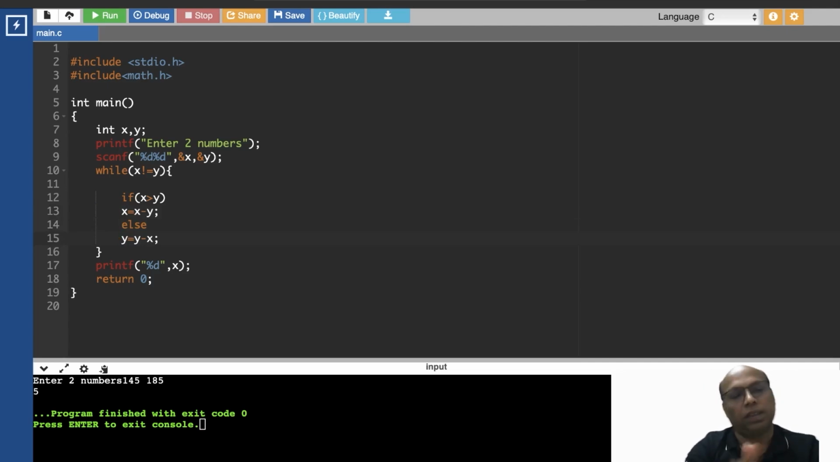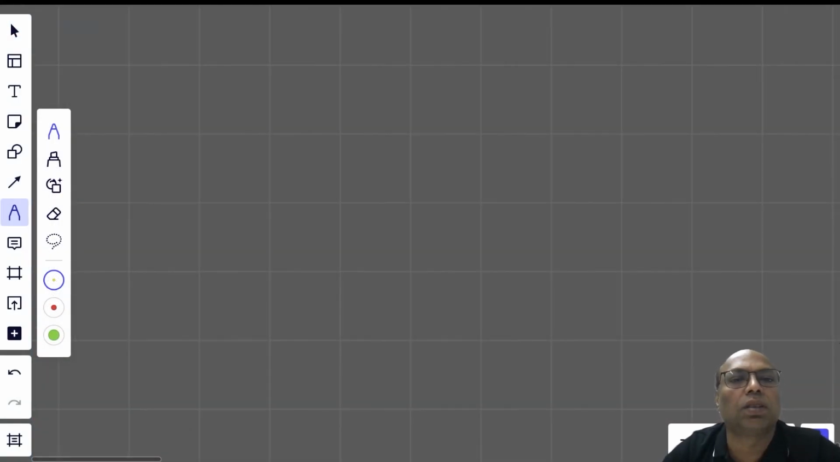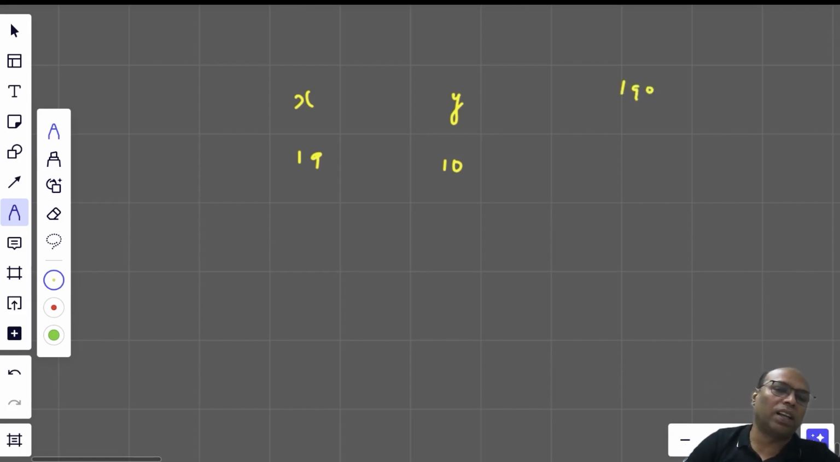Got it? Next program for you. I am being given two numbers. Let's say in this case 19 and 10. Tens are how much? 190. Now this 190 I can get in another way. How? Divide the first number by 2. How much did it become? 9. Multiply the second number by 2. How much did it become? 20.